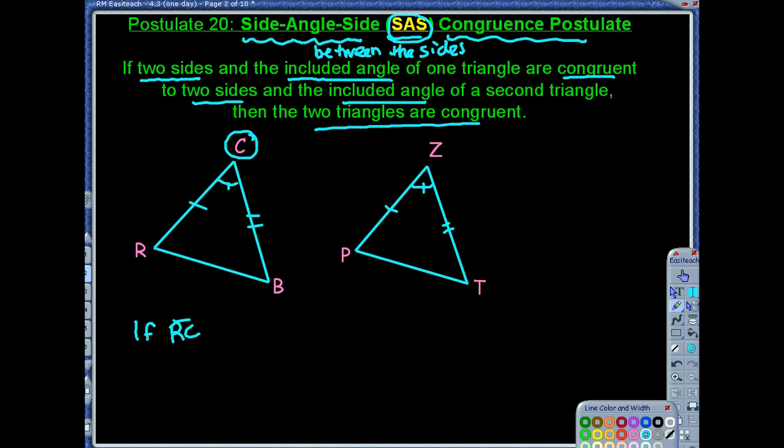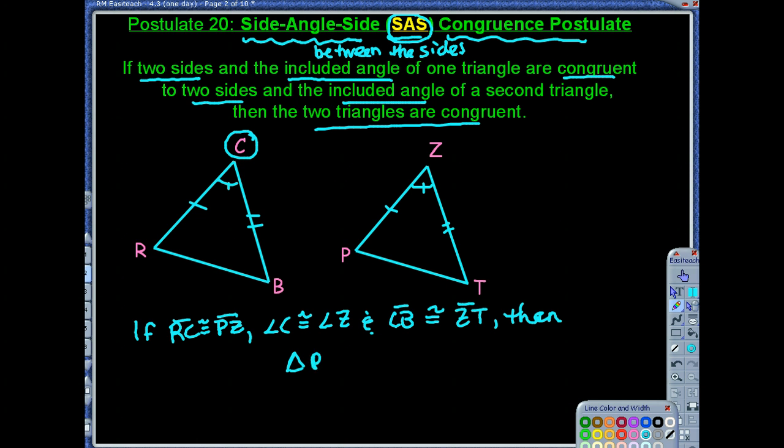So if I know segment RC is congruent to segment PZ based on this picture here, and I know angle C is congruent to angle Z, and I'm going in order, here's a side, angle, and then the third thing I need is another side. So segment CB is congruent to ZT. Then you can conclude the triangles are congruent. So let's call it triangle RCB is congruent to PZT. And again, this order of the side, then the angle, then the side, that's really, really important, okay?